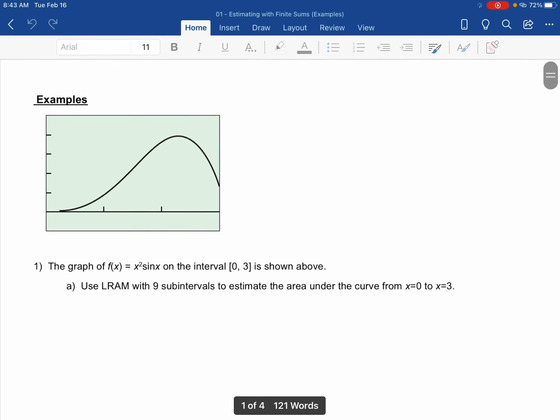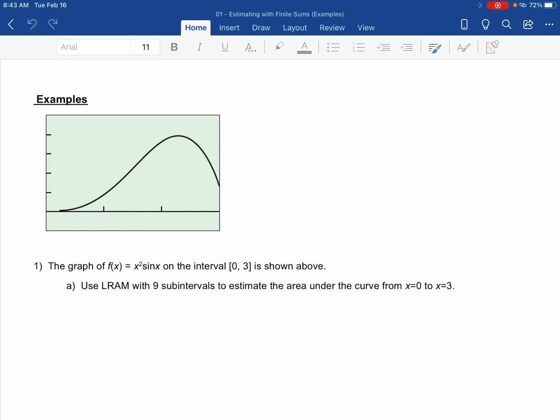So here's a much more complicated function, and I'm going to go through the steps here to try to do this one. Okay, so this time the graph is f of x equals x squared sine x. We jump away from physics a little bit to go, okay, let's make this a pure area problem and not worry about the distance, velocity, time thing. And they say on the interval 0 to 3, shown below, use LRAM with 9 subintervals to estimate the area under the curve from 0 to 3.